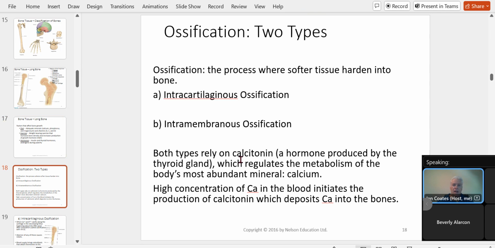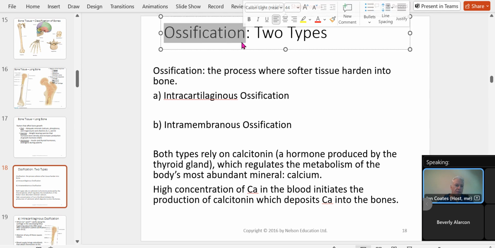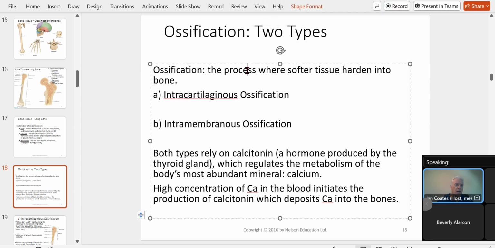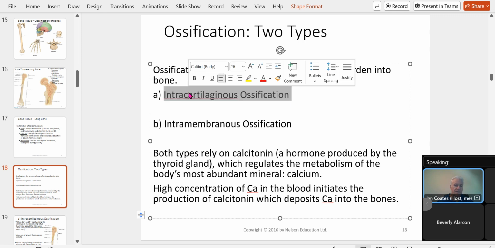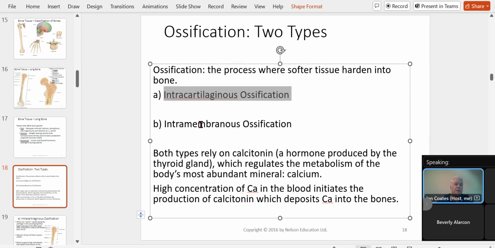Ossification. There's that word again. Bone growth. There's two kinds of bone ossification, and it has to do with long bones and flat bones. You'll see there is what we call intracartilaginous ossification. And then there's also intramembranous. Membranous, that's for flat bones. Cartilaginous, that's for long bones.